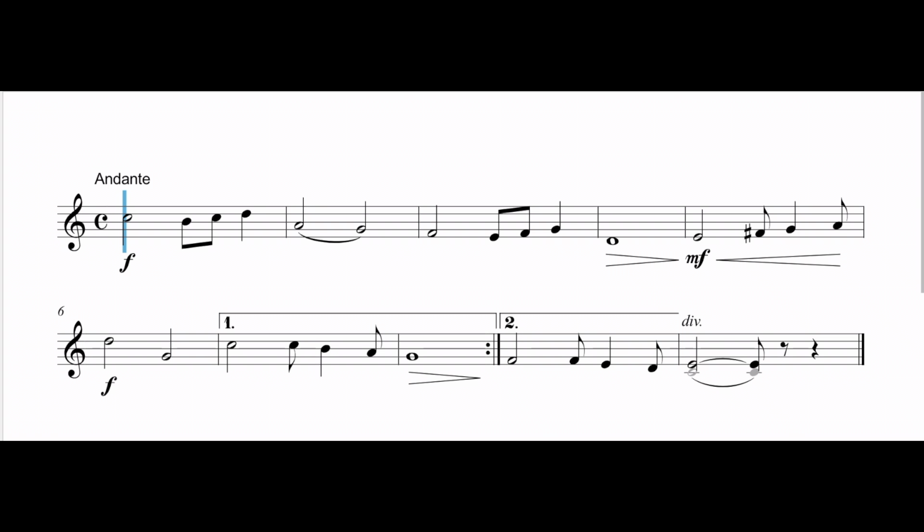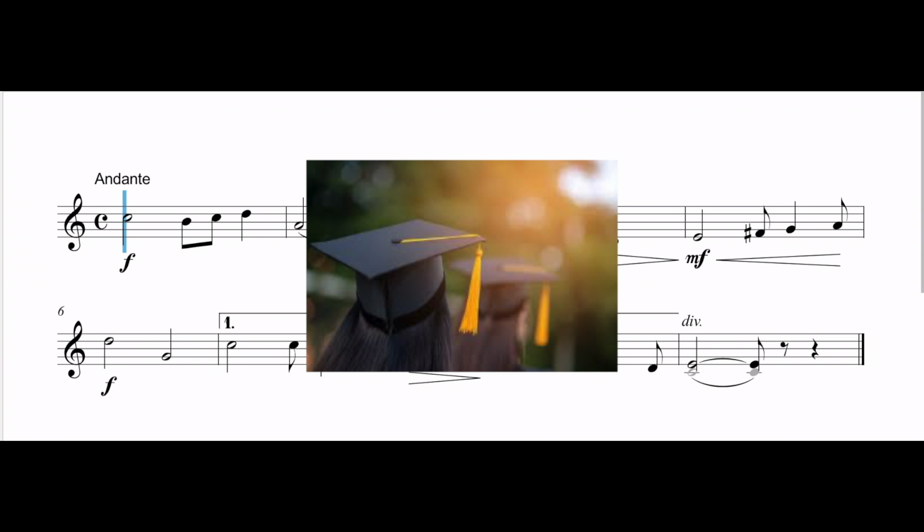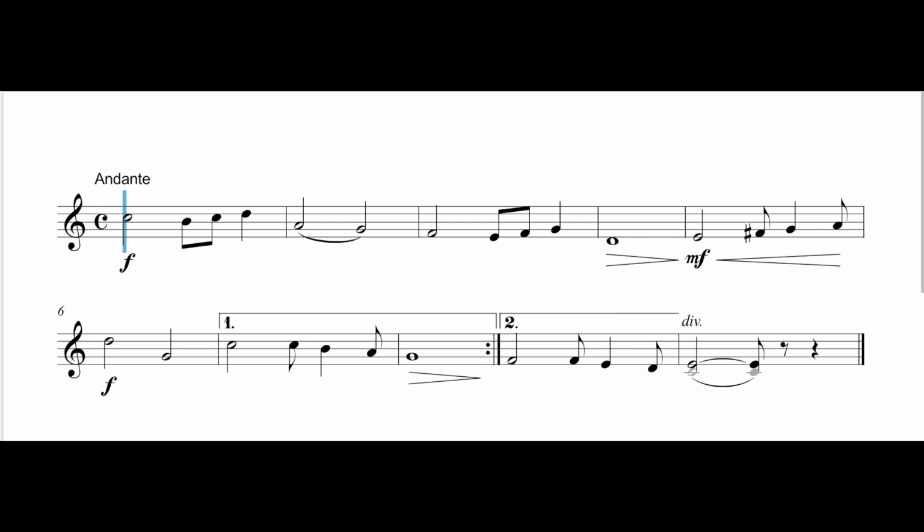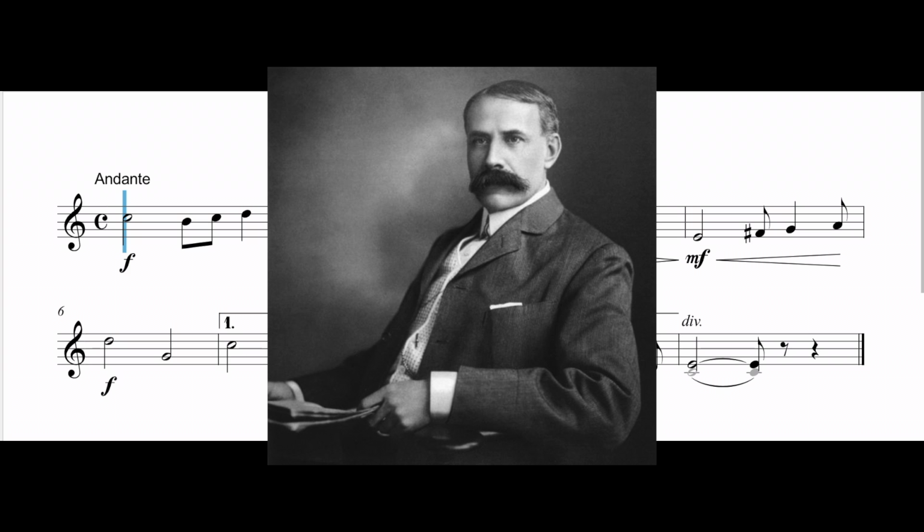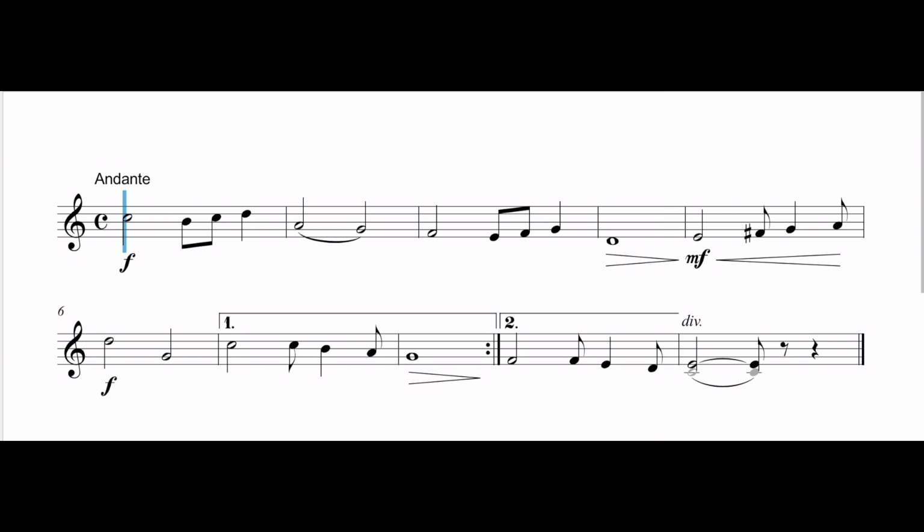The funny thing about this song being used as a graduation song is the very first instance of it being used in a graduation was when Edward Elgar himself was receiving his honorary doctorate in 1905 from Yale University. And since then, it's been played at tons and tons of graduations.